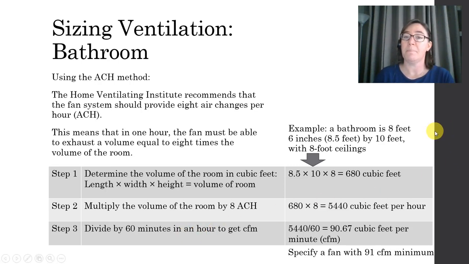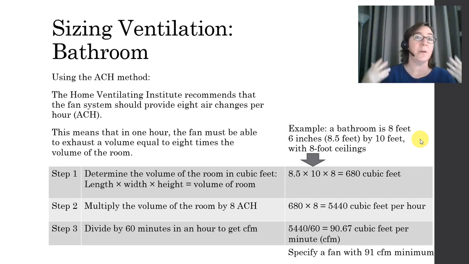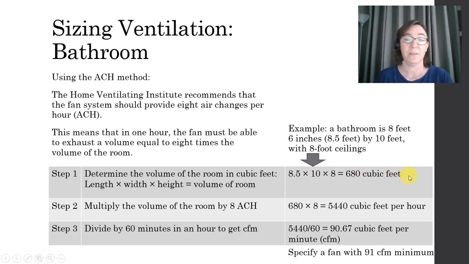And here's our example. We've got a bathroom that is 8.5 feet by 10 feet, and it's got 8-foot ceilings. Notice that we need to know the height of the ceilings so that we know the room's volume. So step one, we determine the volume of the room by multiplying these measurements, and we get 680 cubic feet. Next, we're going to multiply the volume of the room by 8 air changes per hour.